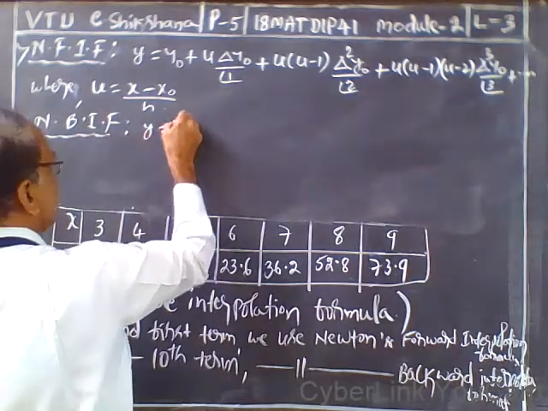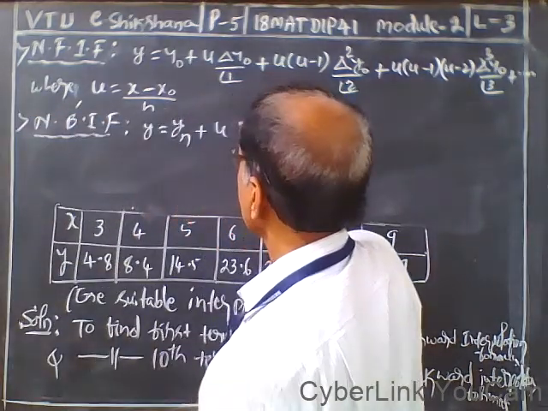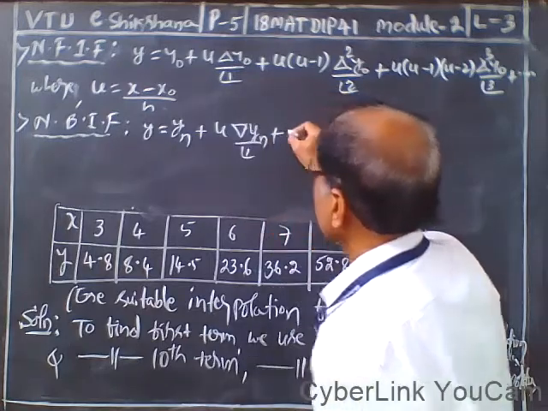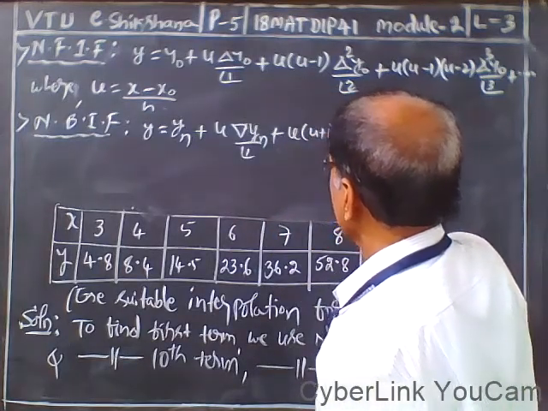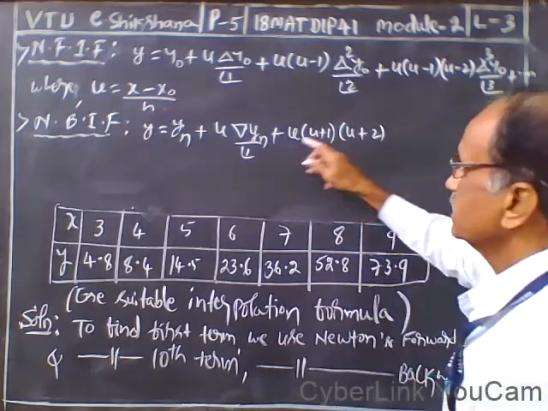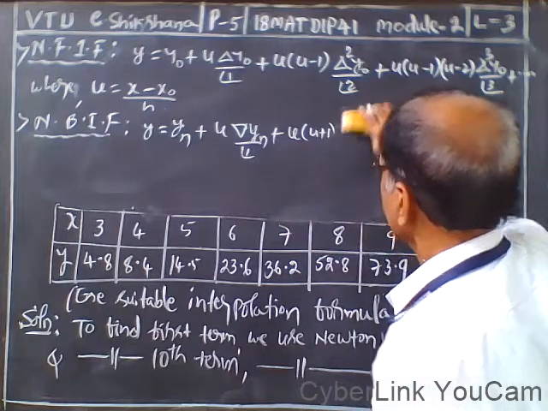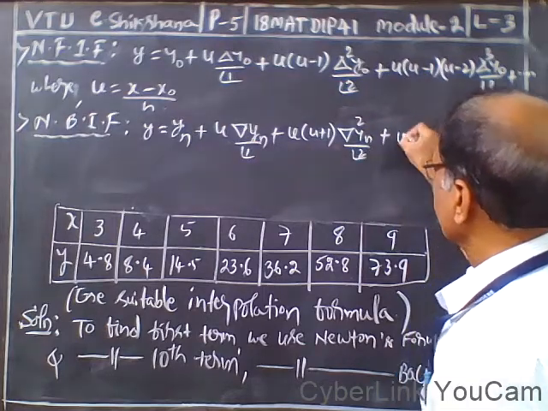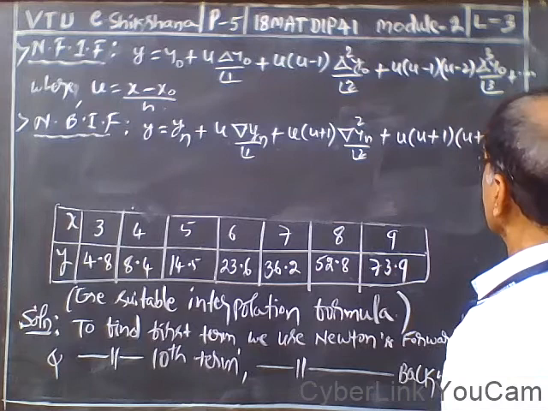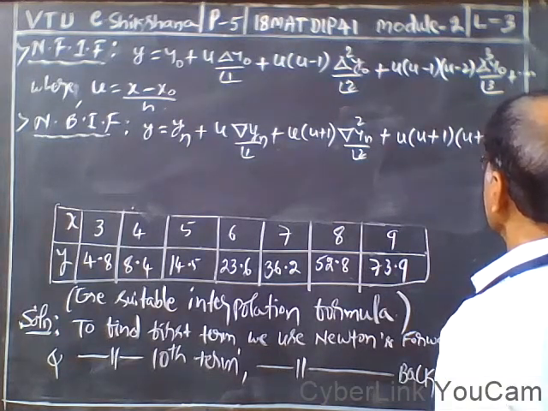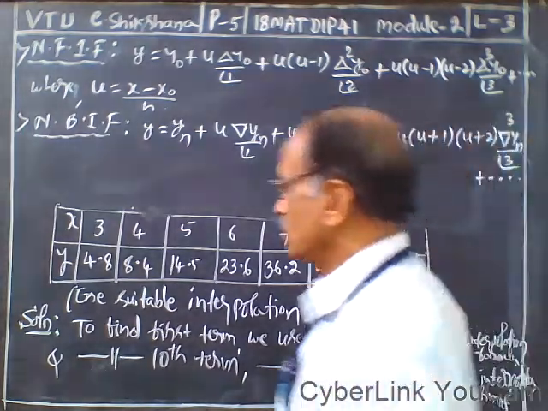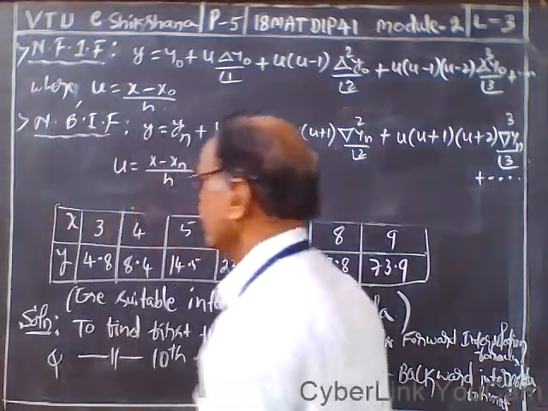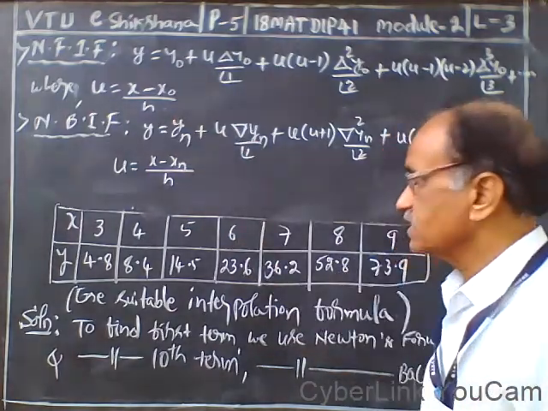Newton's backward interpolation formula is given by y is equal to yn plus u into reverse delta yn by 1 factorial plus u into u plus 1 into second order backward difference delta 2 yn by 2 factorial plus u into u plus 1 into u plus 2 into delta 3 yn by 3 factorial and so on. Then u is equal to x minus xn divided by h. Here x naught is the first value and xn is the last value.